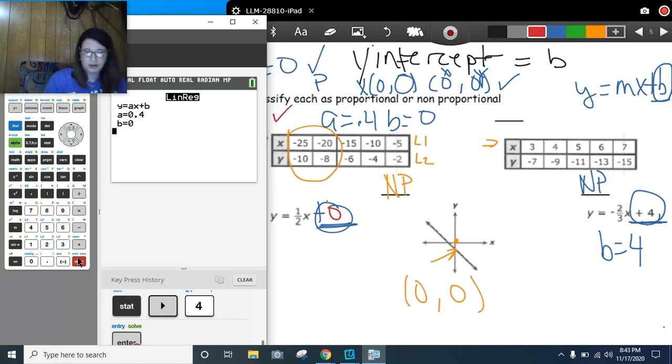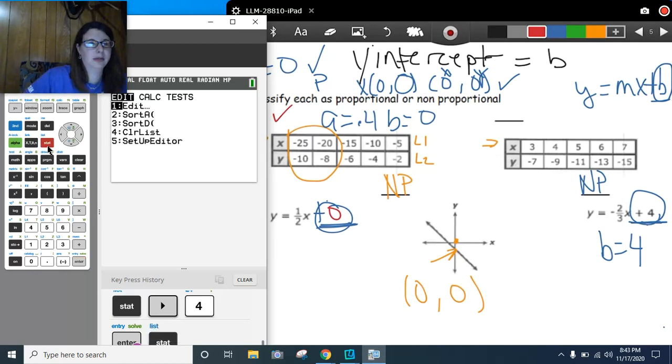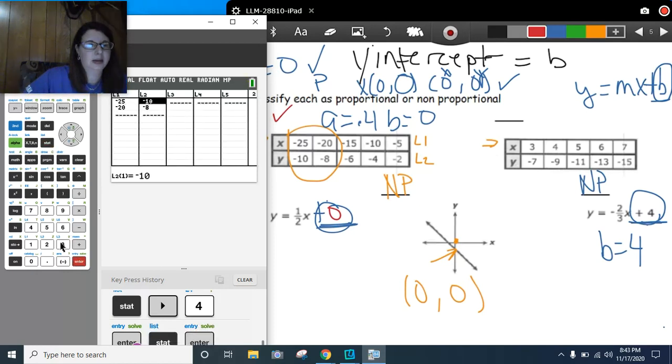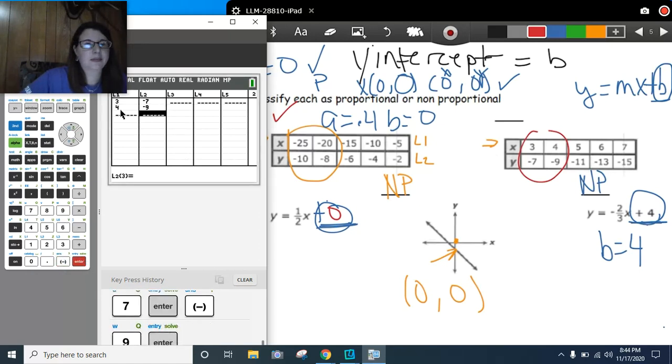Yay. So I have this other table I need to do. I go back to stat edit, and I hit enter. Okay, I need to hit 3. My next one is 4. And you can enter in more points if you want, but you only have to enter in 2. And I'm entering these 2: -7 and -9. So I have 3 and -7, 4, -9.